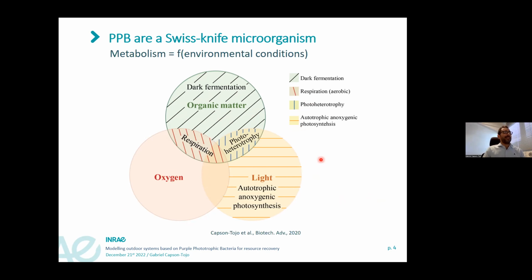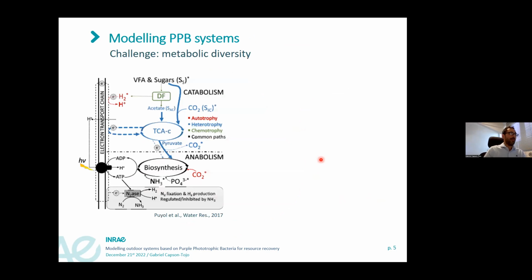And the main challenge here in terms of modeling is, one, you've got a lot of metabolisms to model within a single microorganism. As you can see here, this is the scheme of the first model that was proposed for PPB, for resource recovery. And what you can see here is that you've got a bit of everything. You've got fermentation in aerobic conditions. You've got obviously autotrophic growth. You've got light uptake. You've got ammonia and CO2 fixation and anabolism, etc., etc.